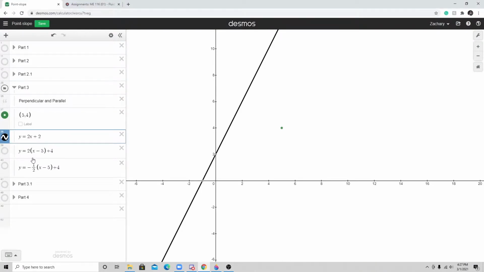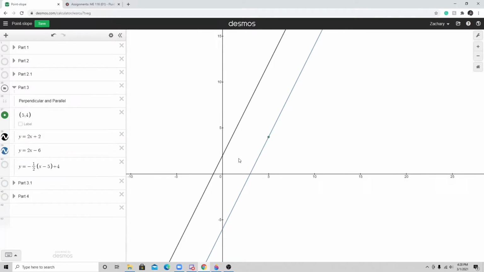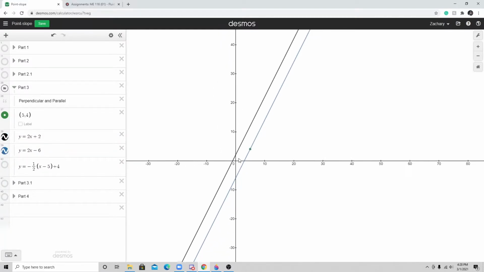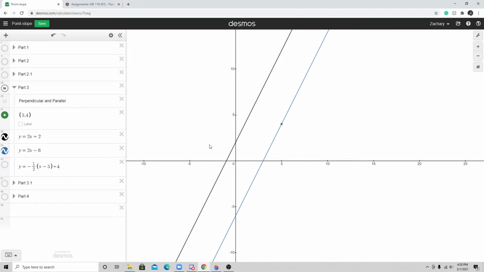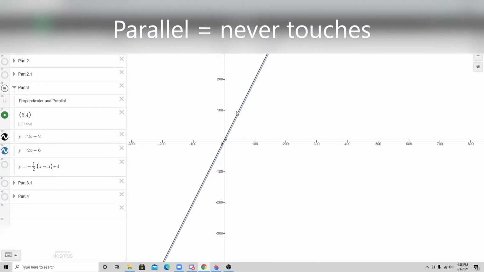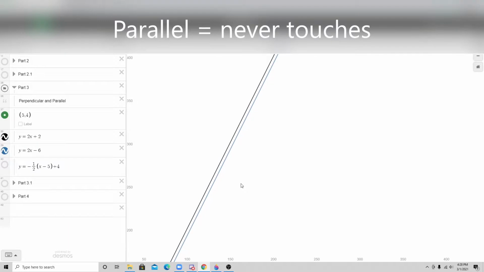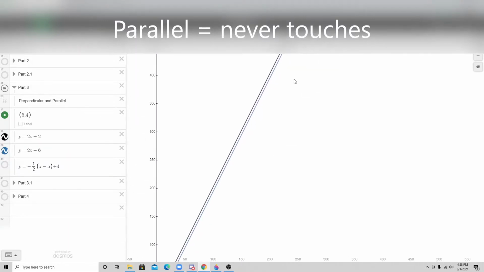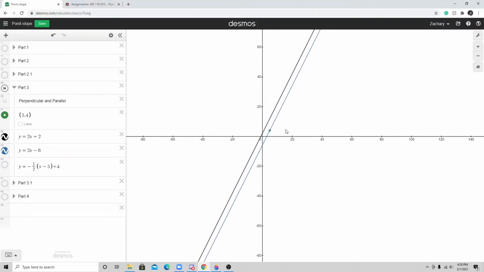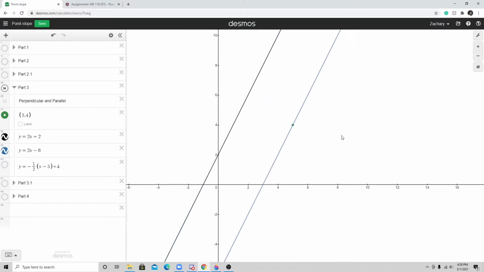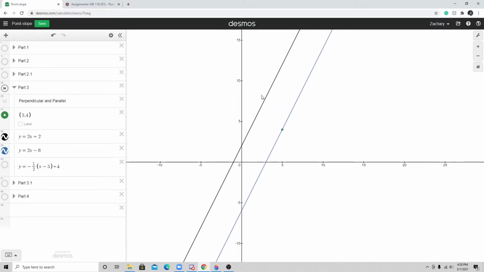Let's see if that matches with the graph over here. It looks like the lines are parallel. And once again, parallel just means that no matter how far you zoom out and how far up it goes, these lines will never cross. They will not touch each other. They won't even get close. The distance between them stays the same forever.